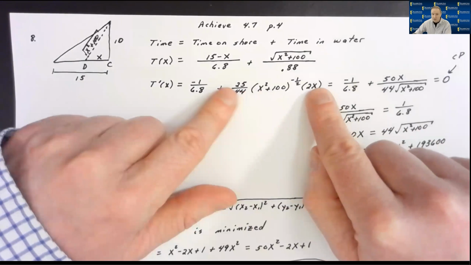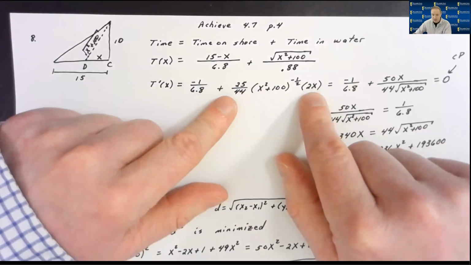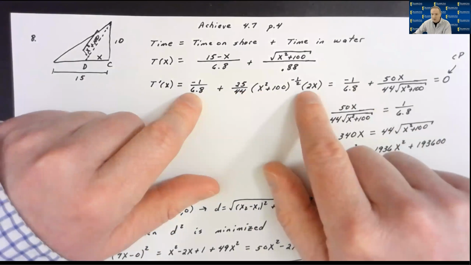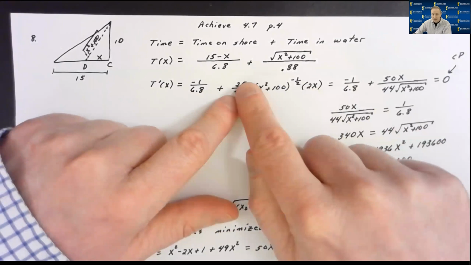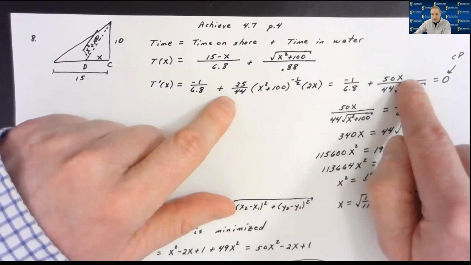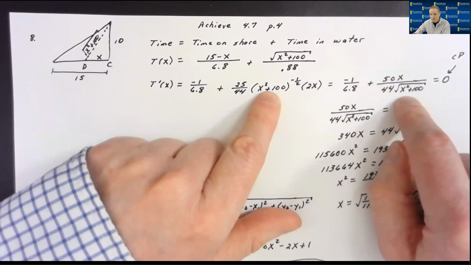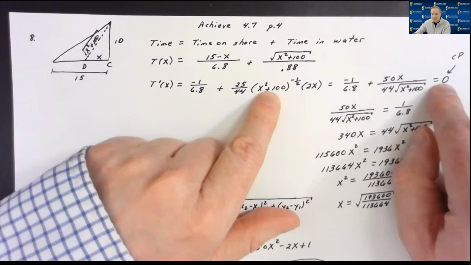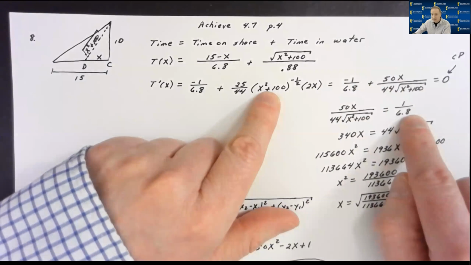Now I said, okay, the derivative has been taken. Can I set it equal to 0 to find my critical points? Sure, I can. So I take my negative 1 over 6.8, and then when I multiply the 2X by this fraction, 2 times 25 over 44, that took me back to 50 over 44, and I'll have the X in the numerator. This becomes the square root of X squared plus 100 in the denominator. Now I set this equal to 0. Well, when I set it equal to 0, I know that that negative 1 over 6.8 can move to the right-hand side and become positive.